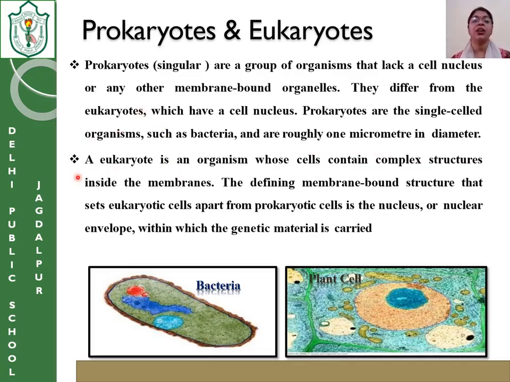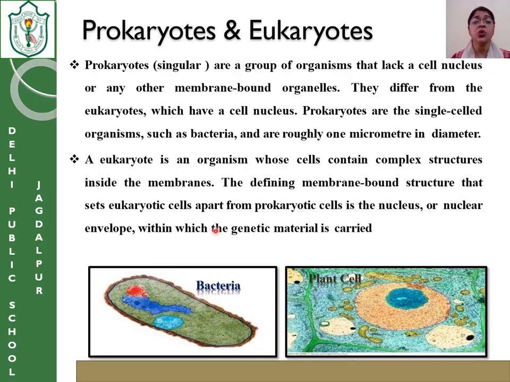On the other hand, a eukaryote is an organism whose cells contain complex structures inside the membrane. The defining membrane-bound structure sets eukaryotic cells apart from the prokaryotic cells. Because in a eukaryote, you will study in further classes that there are many other parts also present. They have a definite membrane. Because they are enclosed in a definite membrane, they have a specific function.